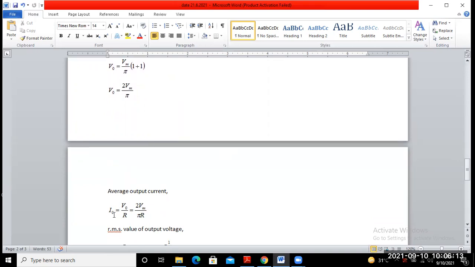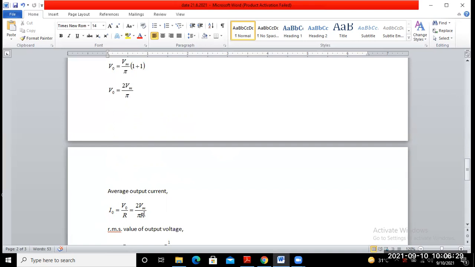So the average output current value is 2 Vm by pi R. Now, how can we find the RMS value of the output voltage?